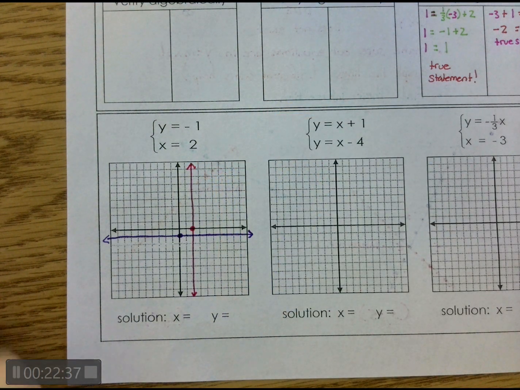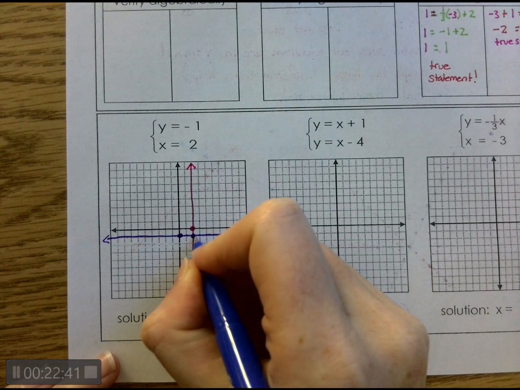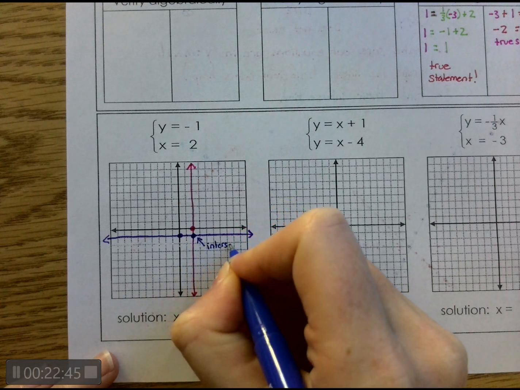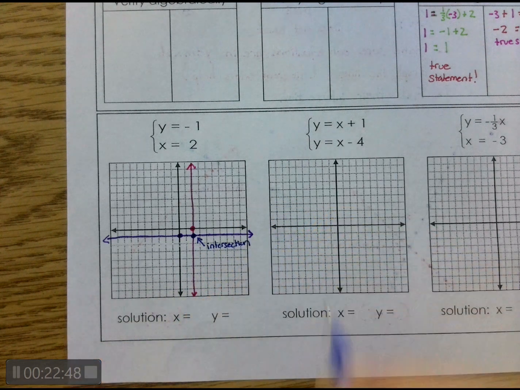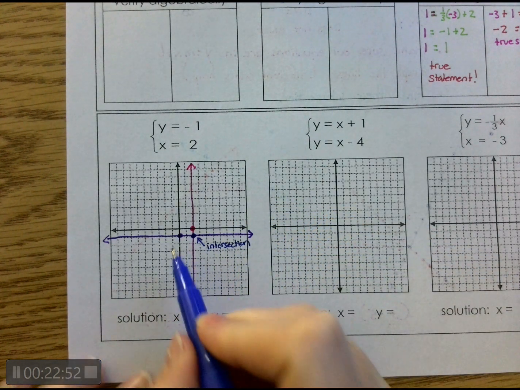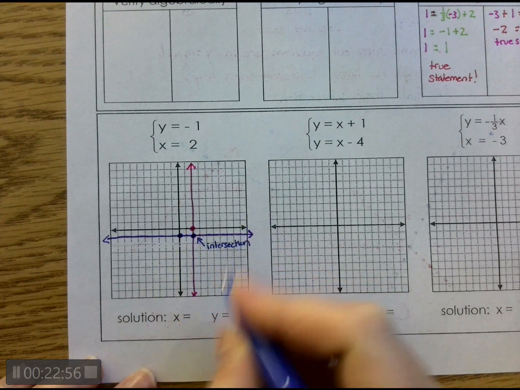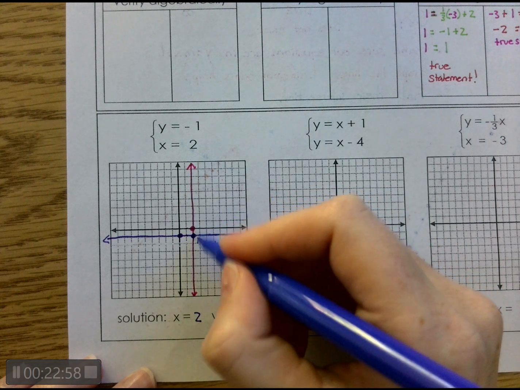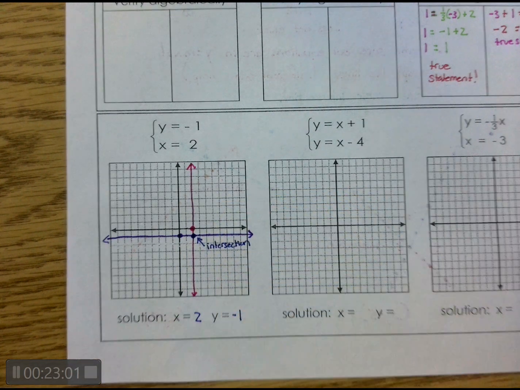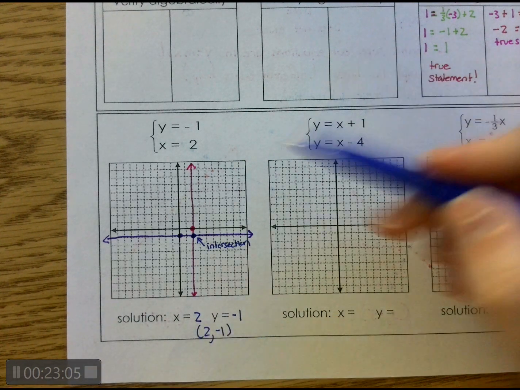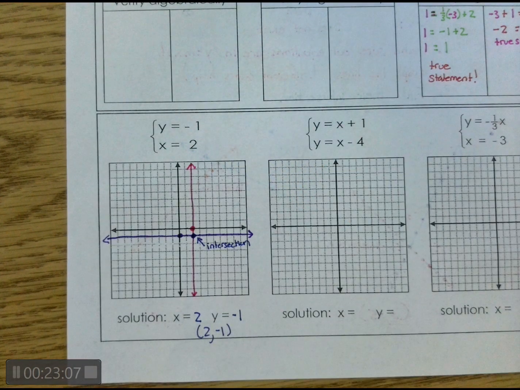Alrighty? And then your point of intersection is right here. And you won't believe what the answer is going to be. Are you ready for this? Your x solution is 1, 2, and your y solution is -1. So this is at the point 2, -1. Look at that. Cool, huh?